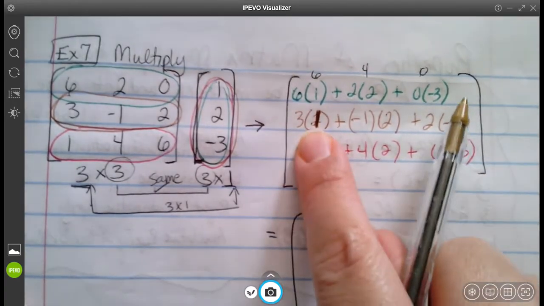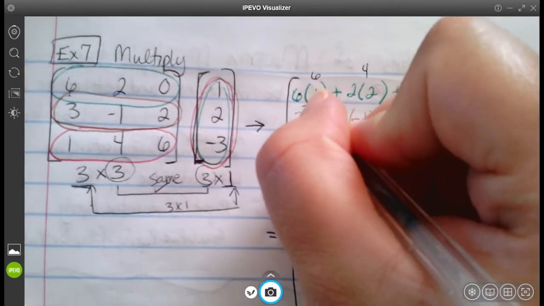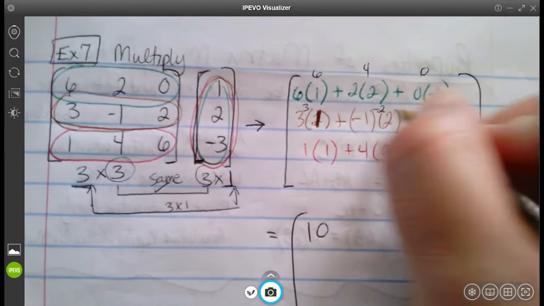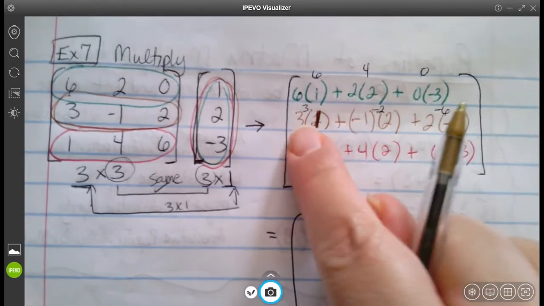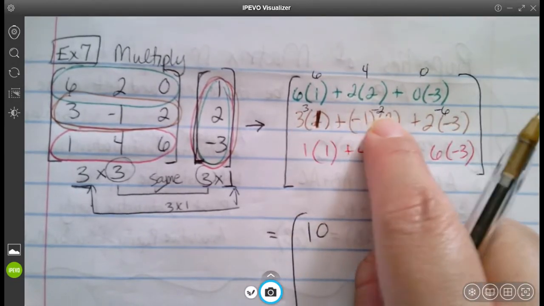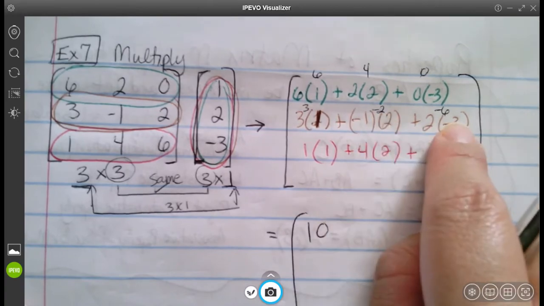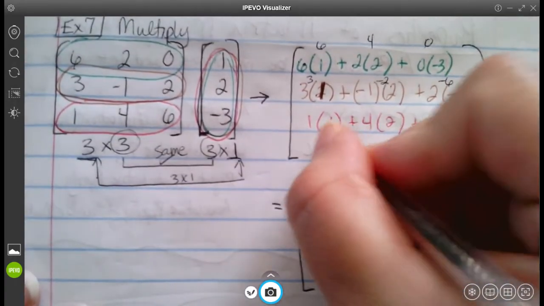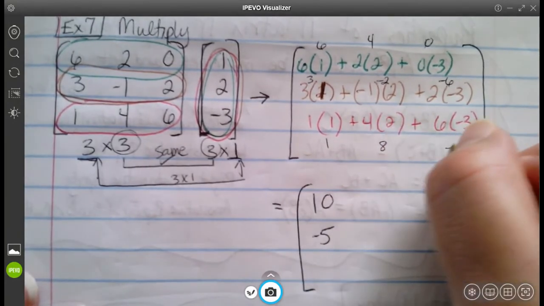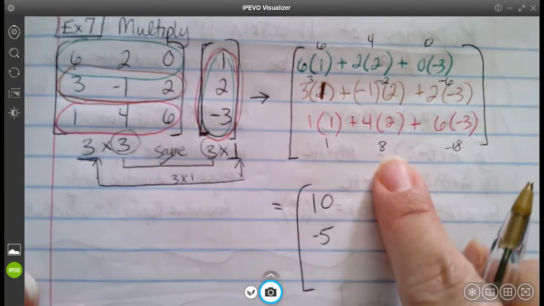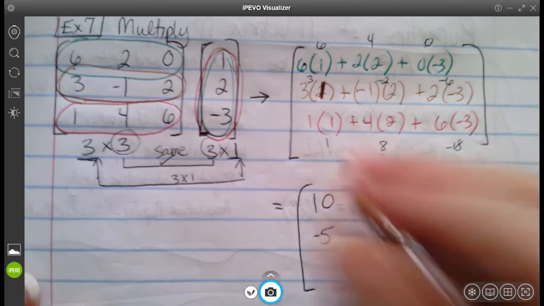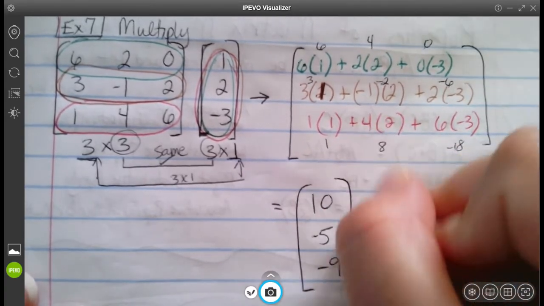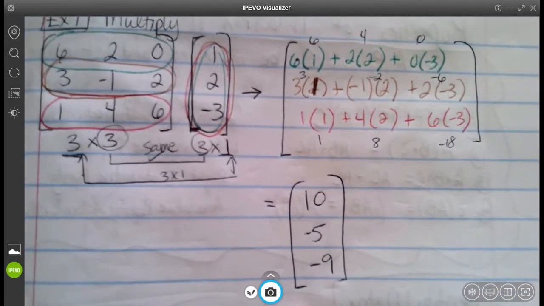Okay. This one's going to give us 3, -2, and -6. So 3 and -3 minus 2 is 1. 1 minus 6 is -5. And last but not least, we have a 1, 8, -18. So 1 plus 8 is 9. 9 minus 18 is -9. So this should be our answer.